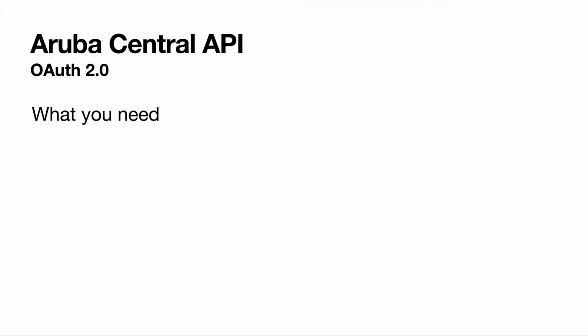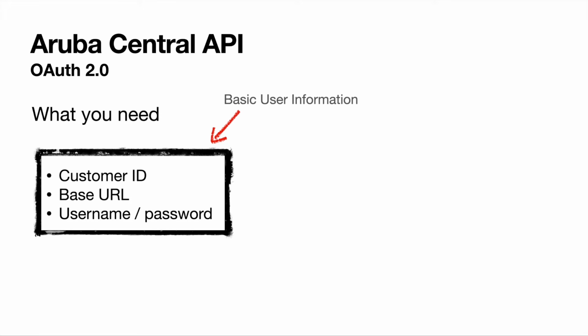Before we start a new workflow, there's some information that we need to gather together. Here's what we need. First of all, we need some basic user information, such as the customer ID, the base URL, that's the URL to log into Central, and we need the username and the password of the user because we're going to authenticate for the first time and essentially delegate to our application.